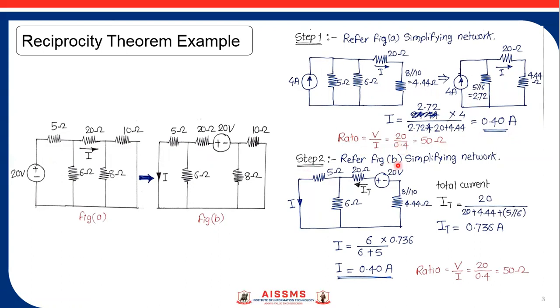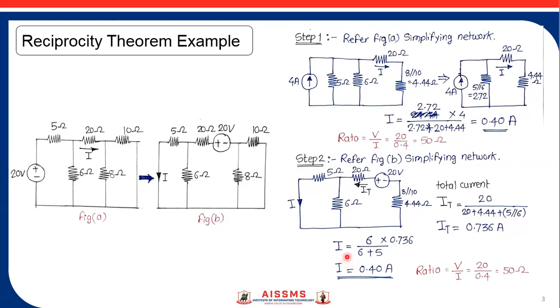Step 2, referring to figure B, simplify the network. 8 and 10 parallel is 4.44. IT equals 20 divided by 20 plus 4.44 plus 5 parallel 6. So IT equals 0.736 ampere.